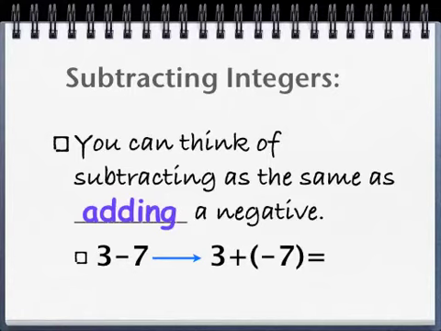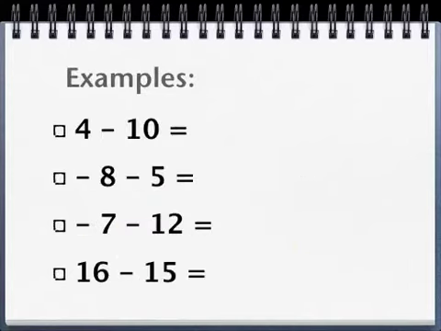Now we can use the two rules that we just talked about. I have a positive 3 plus a negative 7, so I have different signs. I need to subtract the numbers, keep the sign of the larger number, so this answer is going to be negative 4.